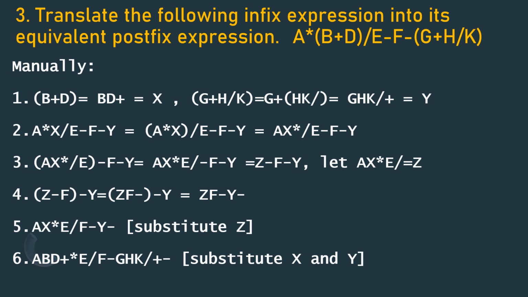Now just substitute the values for x, y, and z. Substituting the value for z, we will get ax into e division f minus y minus. Now substituting for x and y, we will get abd plus into e by f minus ghk division plus minus. This is the equivalent postfix expression.